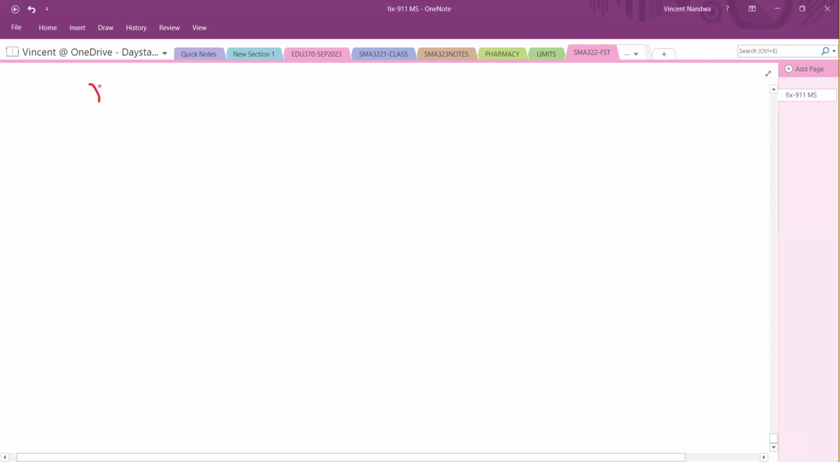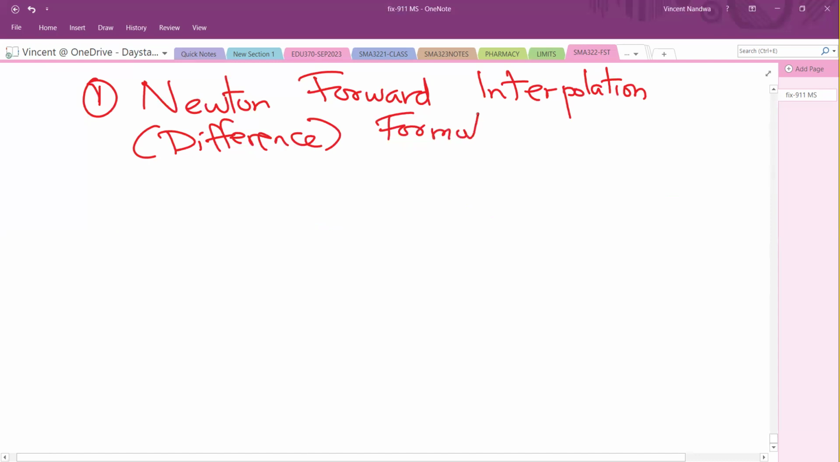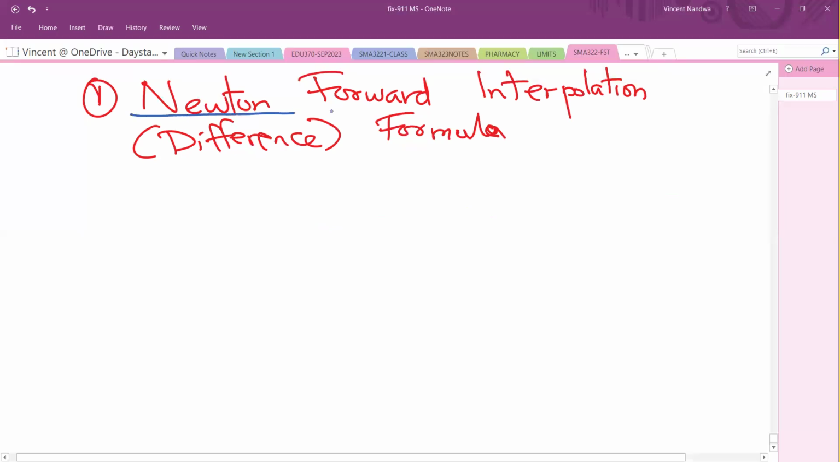So the first one, Newton forward interpolation, or we say difference formula. So we can use the word interpolation or we can use the word difference. Both of them mean the same in this context.